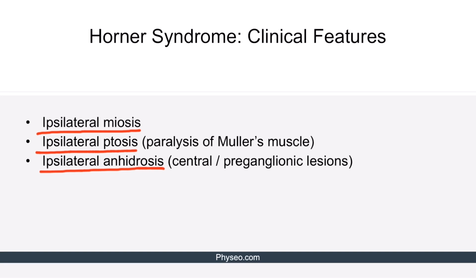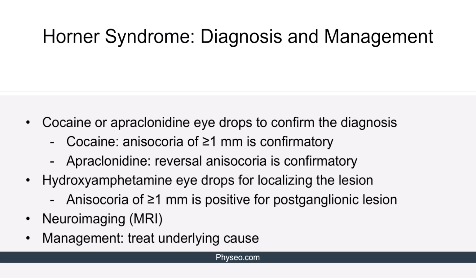Ipsilateral anhidrosis is found only in central and preganglionic lesions. In other words, this manifestation is absent in postganglionic lesions. Let's take a look at this image of a patient with Horner syndrome. We can see the miosis and ptosis. The diagnosis of Horner syndrome is largely suspected based on clinical features.